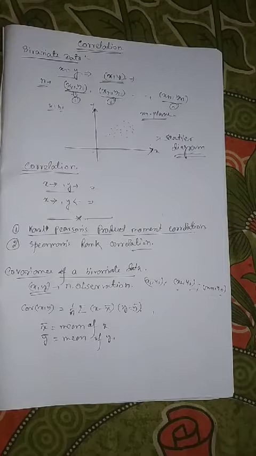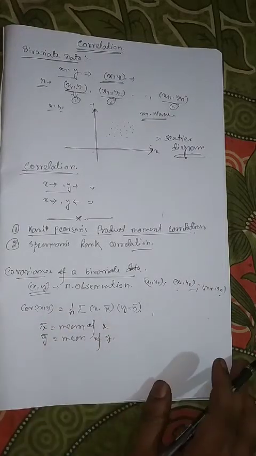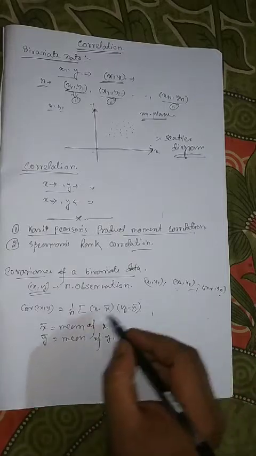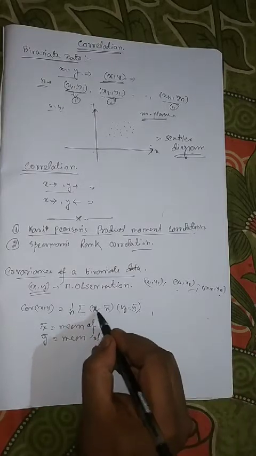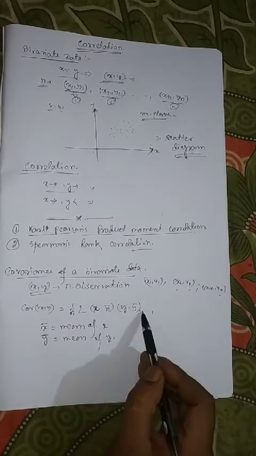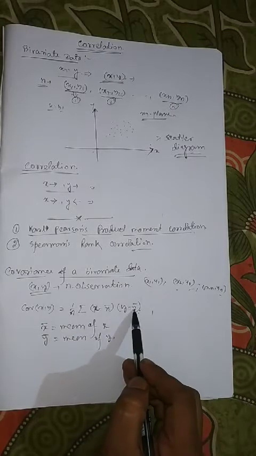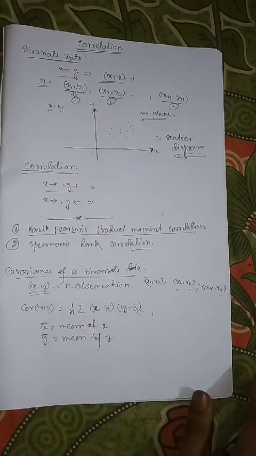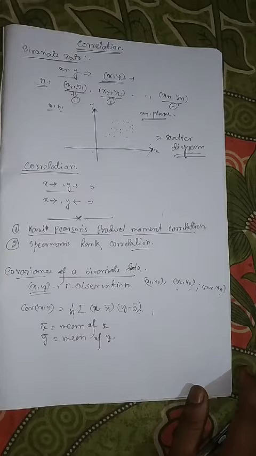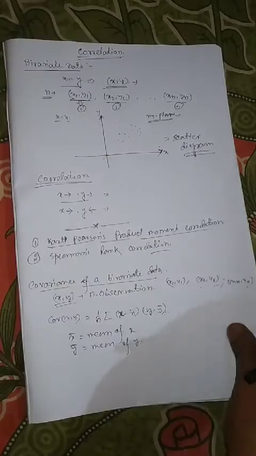Okay, now you all can find x bar and y bar, then we will find the corresponding data x minus x bar and y minus y bar and their product, and summing them we will get a result, and dividing by n we will find the covariance of xy. Okay, after that there is the formula for finding the correlation coefficient.